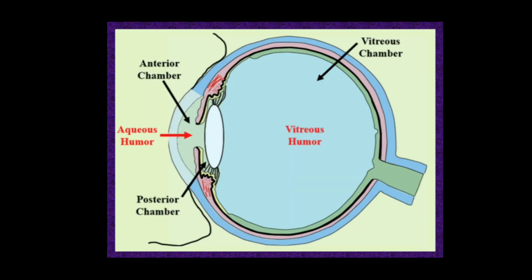Clear? This is another picture showing the difference between aqueous and vitreous chambers and humor. The first part indicates the aqueous and the posterior or the behind large part is the vitreous chamber.